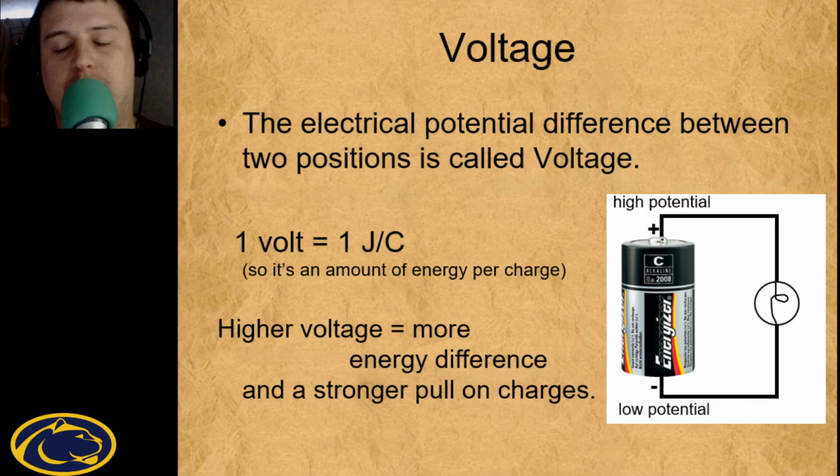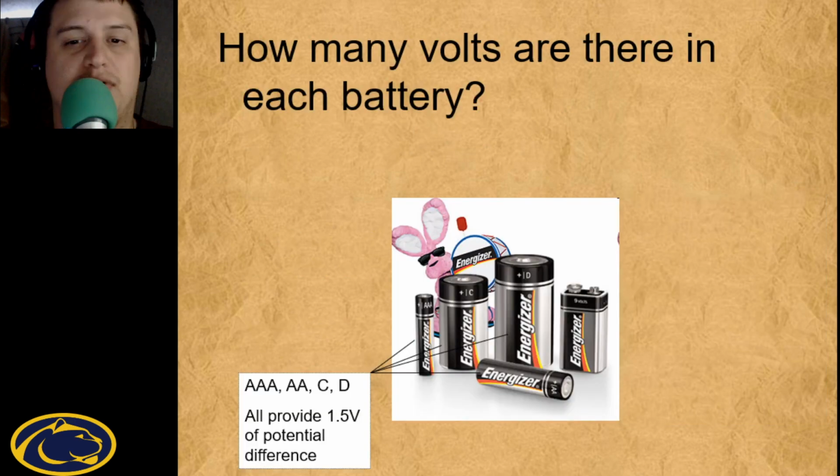So you got a picture of batteries. How many volts are in each of these batteries? Well, each one has a very different size, but they all provide a 1.5 volt of potential difference. Why is that? Surprisingly though, 9-volt batteries provide 9 volts of potential difference.